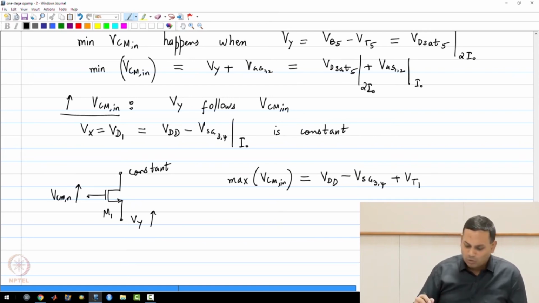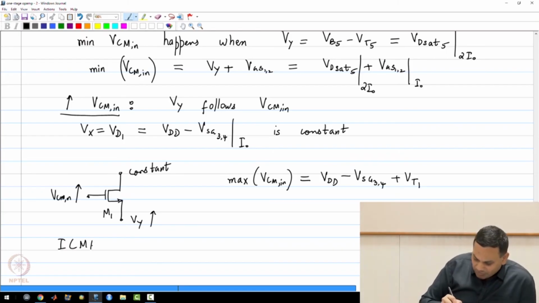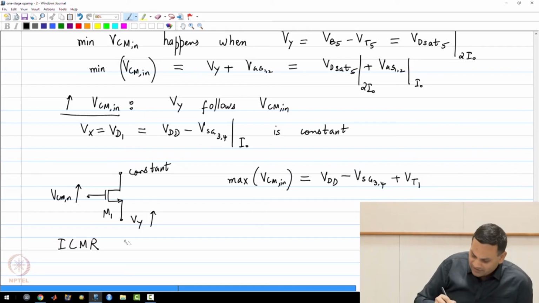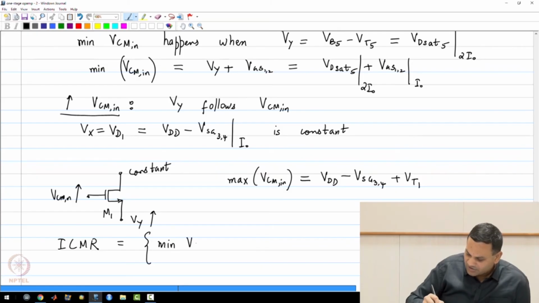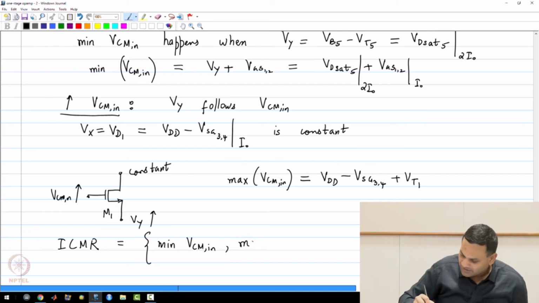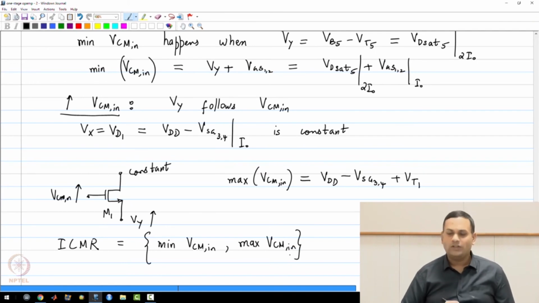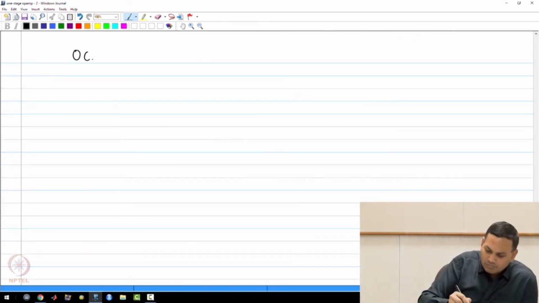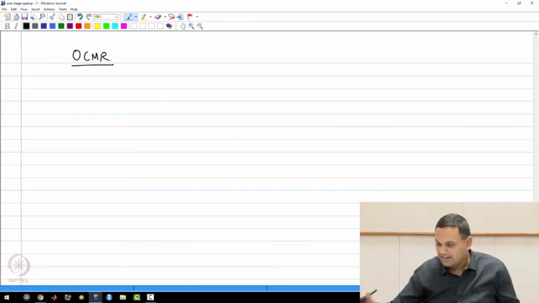Now the input common mode range is clearly the range of input common modes for which the circuit behaves properly and all transistors are in saturation, and this happens to be a voltage which is minimum VCM in to maximum VCM in. This range of voltages is called the input common mode range. What about the output common mode range? That is a little bit easier to see.